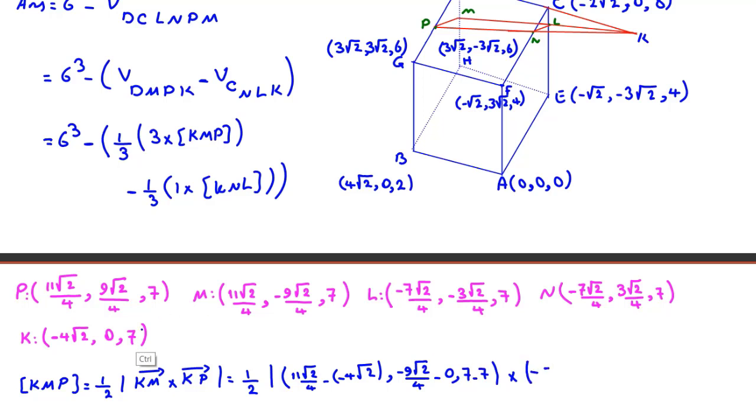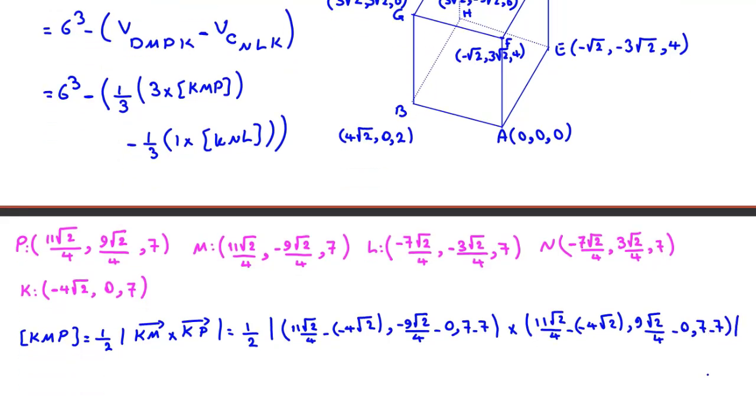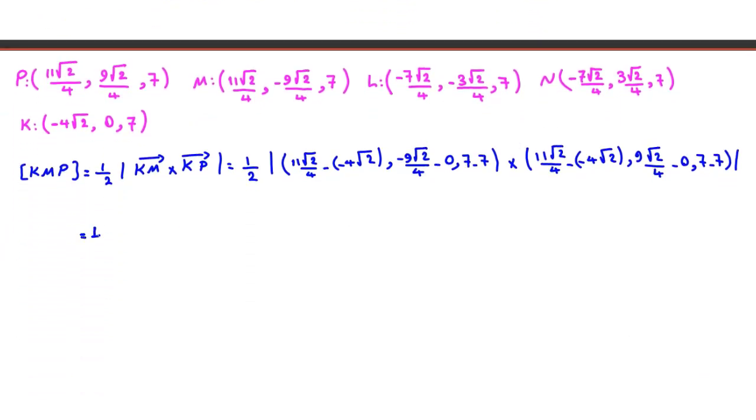Let's consider KP. Because P minus K, it will be 11 root 2 over 4 minus 4 root 2, 9 root 2 over 4 minus 0, 7 minus 7. Now let's simplify. It will be 1/2 times, it will be plus 4, 4 times 4, 16, 16 plus 11, 27 root 2 over 4, the first coordinate. And the next coordinate, negative 9 root 2 over 4. And 7 minus 7, 0.